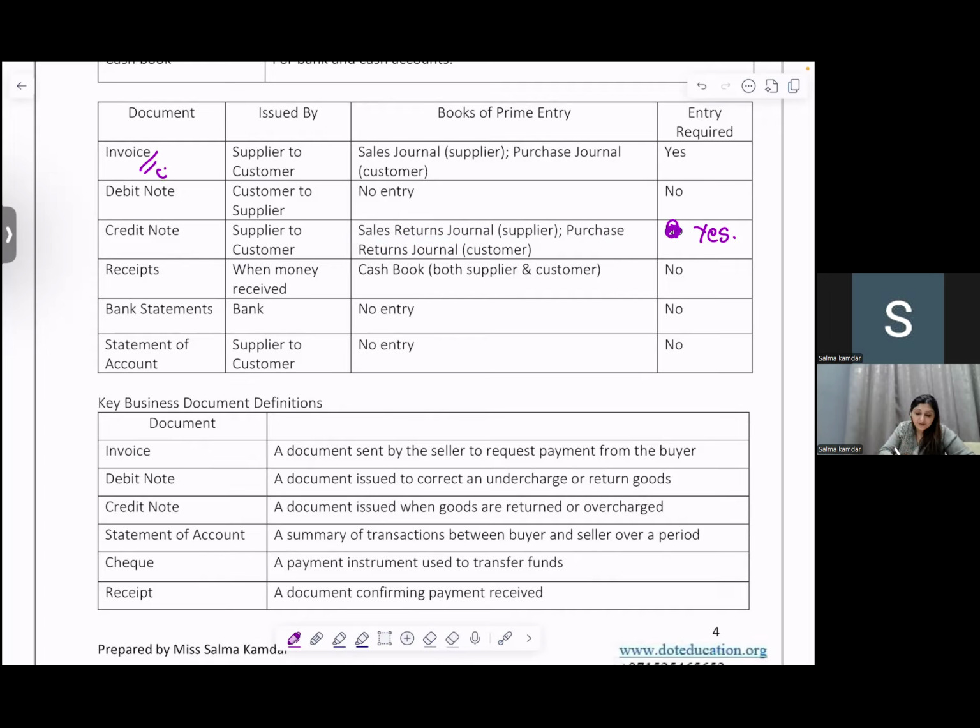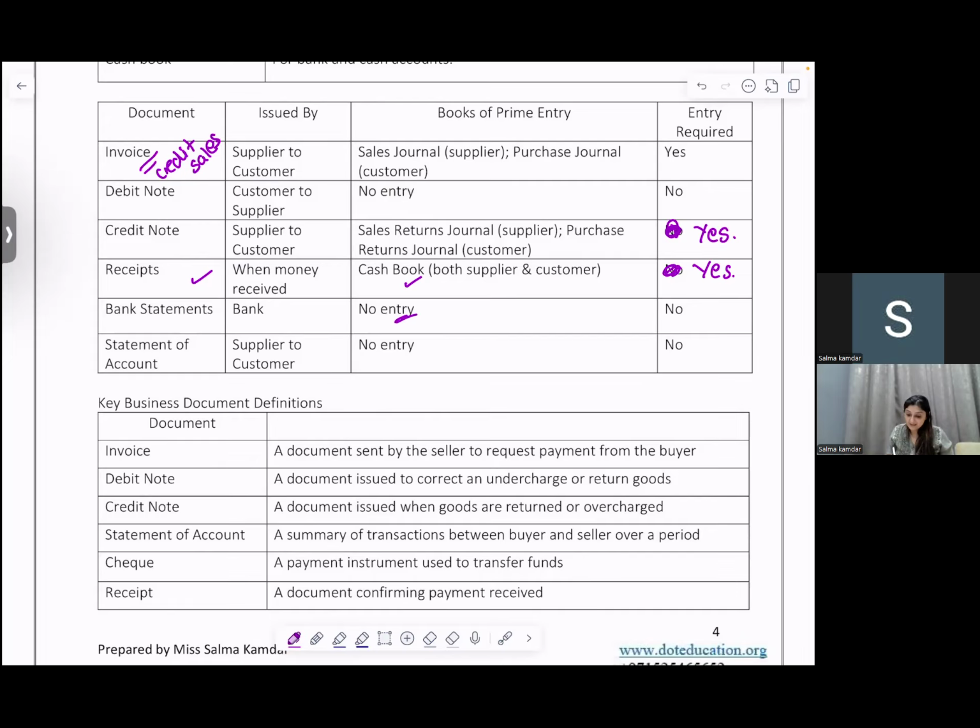Invoice is for credit sales of goods only. When I receive the money, I pass the entry in the cash book. If I receive, I am the supplier. I will pass it on the debit side of the cash book. If I pay, I pass the entry on the credit side of the cash book. An entry is required. For bank statements, it is issued by the bank. I do not pass any entry in the books of prime entry.